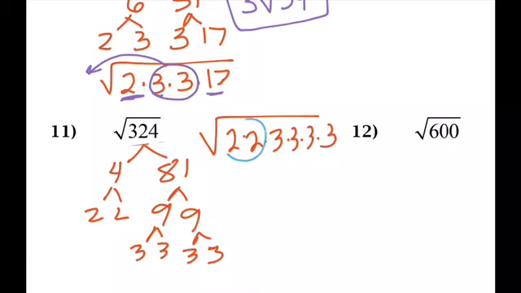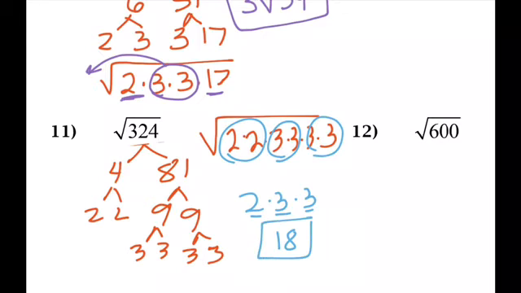You can take out a pair of 2's, you can take out a pair of 3's, another pair of 3's. There's nothing left inside my prison camp, so there's no need for a square root. 2 times 3 is 6, and 6 times 3 is 18, and so that's my answer.